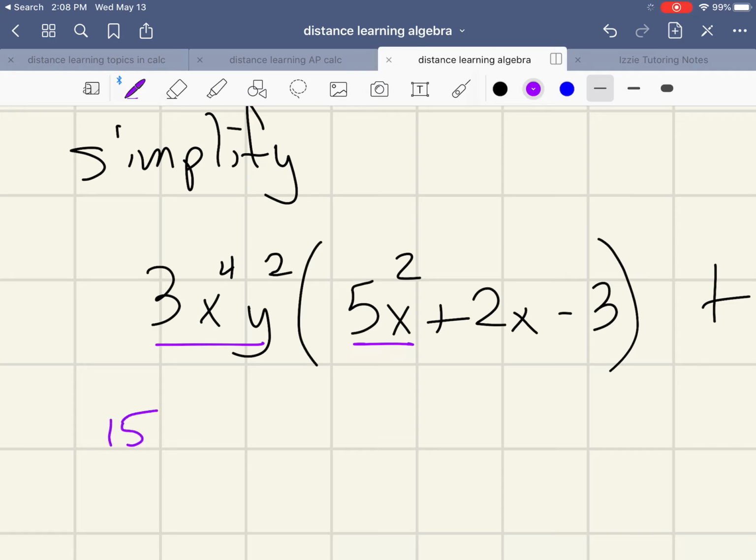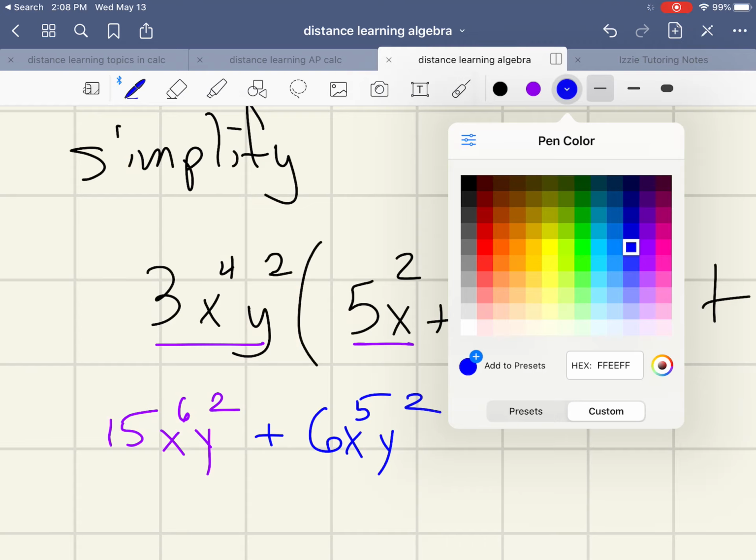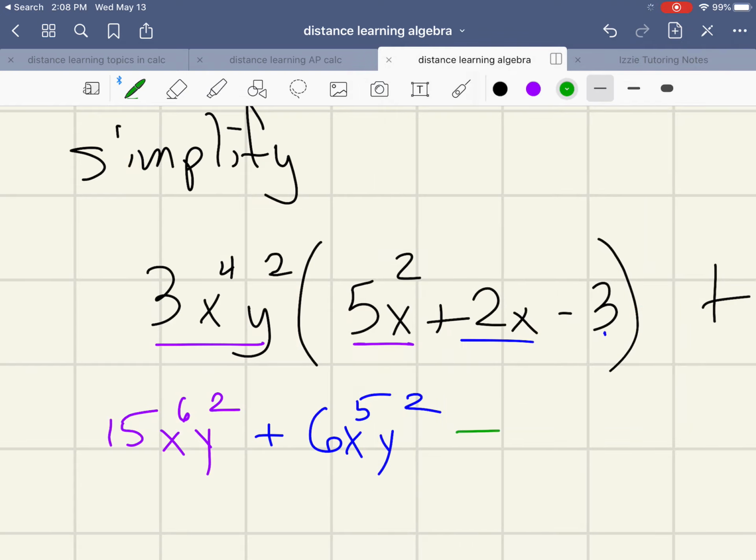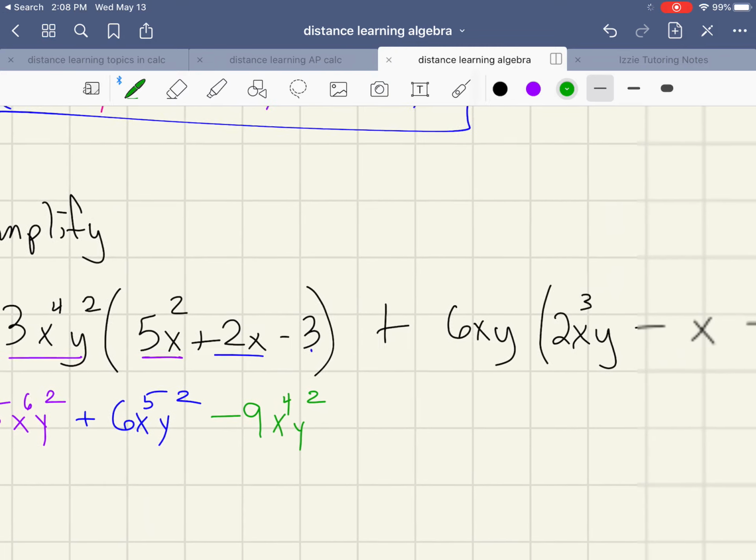3x to the fourth y squared times 5x squared. 3 times 5 is 15. And that gives me 15x to the sixth, and then the y squared just drops down. Multiplying by the 2x, 3 times the 2 is 6. X becomes x to the fifth. Y stays y squared. And it's a positive times a positive, so it's positive. And then times the -3, 3 times -3 is -9. Keep the bases and the exponents the same. So that's the result of the first part.